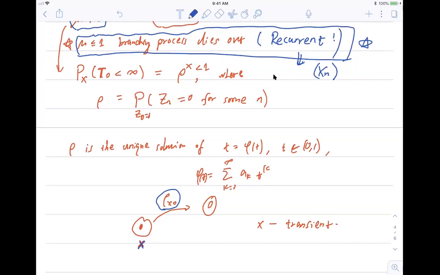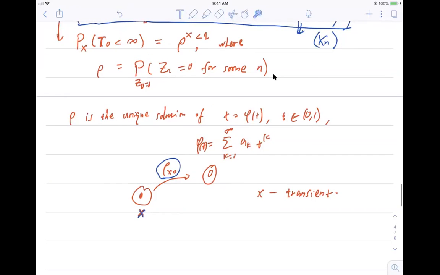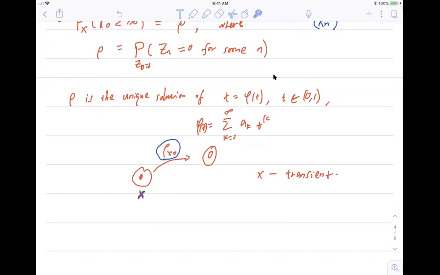So let's say we're starting from X. There is definitely a probability that you can reach 0, and this probability is positive. But let's say at a certain time, xn equals 0. Of course, later you can have xn plus 1 equals k as well.